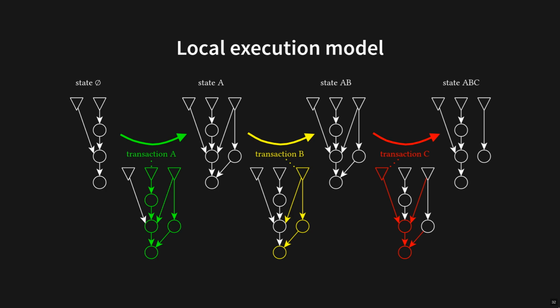And this leads to this local execution model of REScala transactions, where you have some initial state represented here by this initial graph. Then you do a transaction leading to a new state, doing another transaction leading to another state, and so on, and so on.